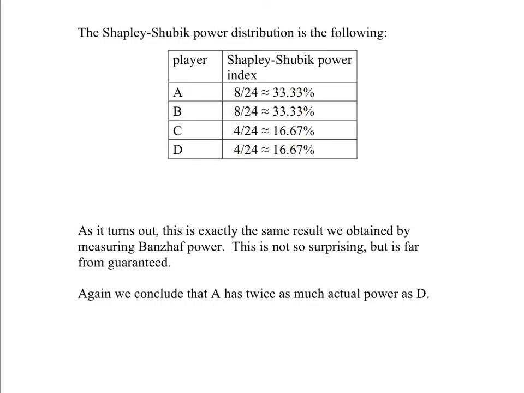When you look at these percentages, it turns out this is the exact result, exactly the same power distribution that we obtained using Banzhaf's approach. Okay, so this can happen. It's by no means guaranteed to happen. Most often, Banzhaf and Shapley-Shubik will differ at least a little bit in the exact numbers that they produce. Here, they happen to be precisely the same. Since we have the same numbers as in the Banzhaf version of this problem, we reach the same conclusion that A has twice as much power as D. For every 8 units of power that A has, D has only 4. Okay, so 8 divided by 4 equals 2.